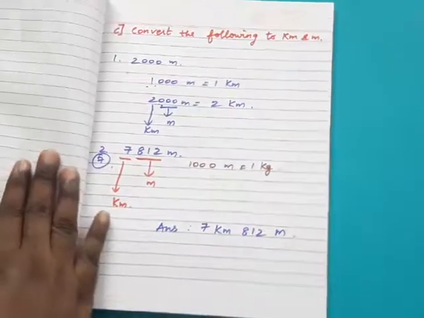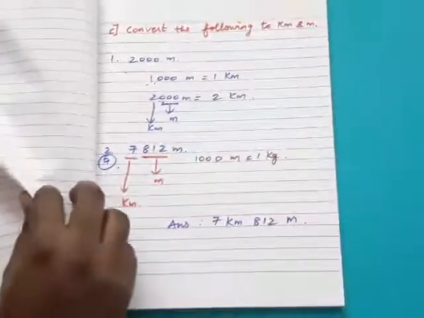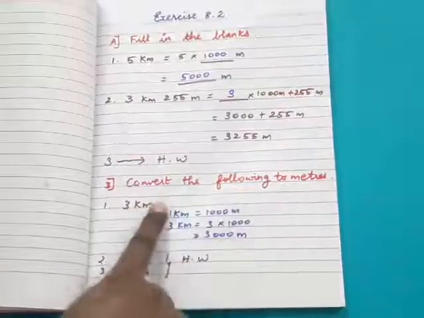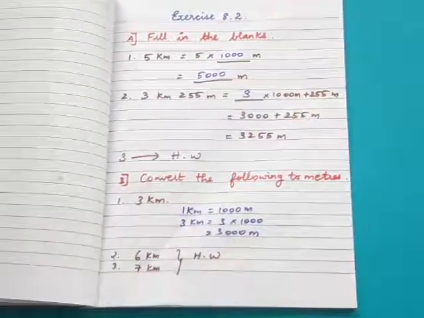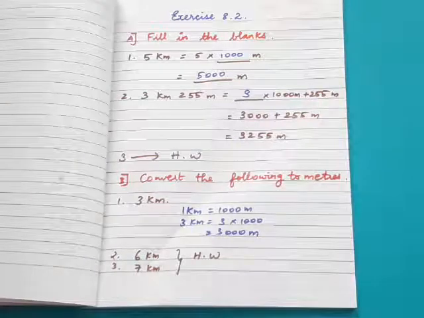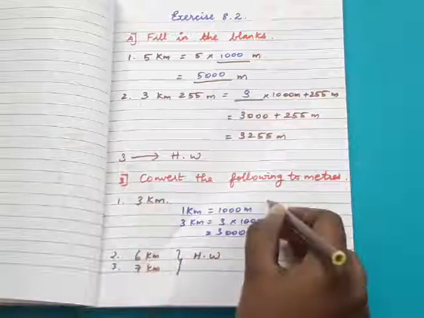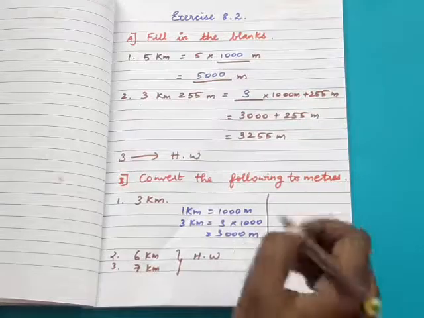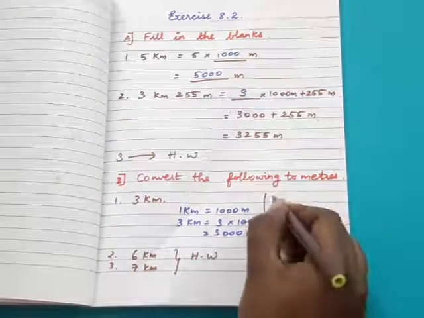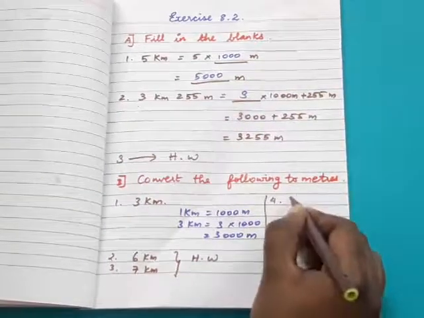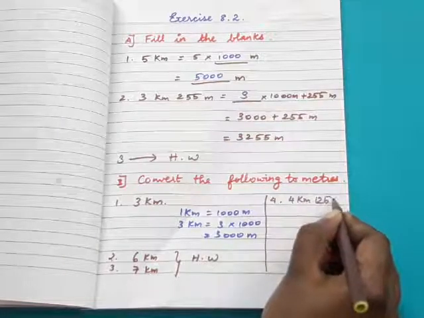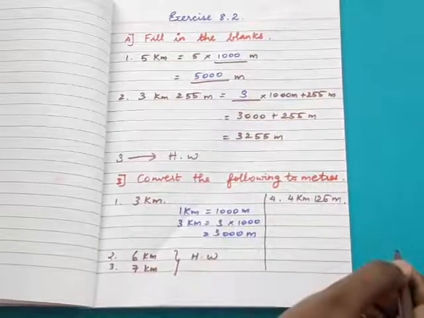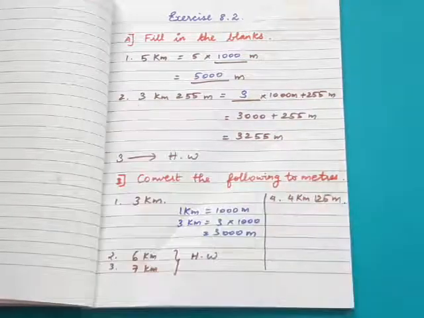I want you to remember, in this B, in this convert the following to the meters, this is a one digit number. It has another type also. I am going to do that one also for you. Let me take the example of the fourth sum. Okay, 4 kilometer 125 meter. What you are going to do now? How will you convert into a meter?